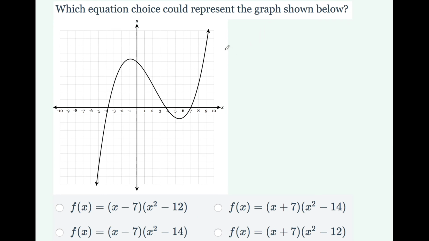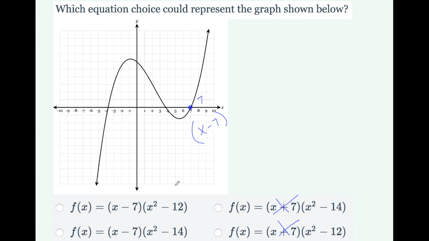All right, you know what to do. Hit pause, come back and check your answer. All right, glad you're back. First thing I look at, the whole numbers. This 0 is 7, which means x minus 7 is what my factor looks like. Can't be this, can't be this.